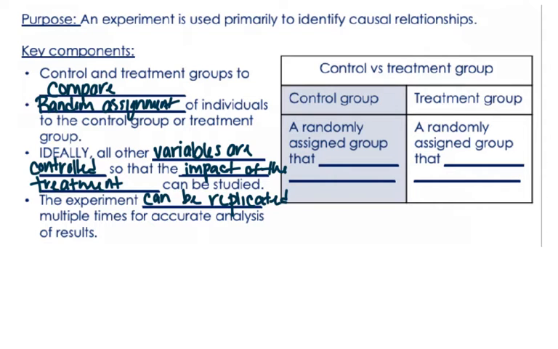Okay, so when you do an experiment, there's a control group and there's a treatment group. So if you don't know what those mean, the control group is a randomly assigned group that receives no treatment. That's why they're the control. They're the one we're going to compare it to. The treatment group, a randomly assigned group that receives the treatment.